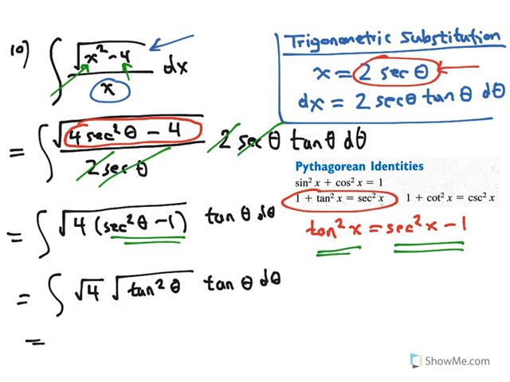The square root of 4 is 2, and I can factor that out of the integrand. And then I have the square root of tangent squared, which will be tangent theta, multiplied by the other factor of tangent theta, which will give me tangent squared theta for my integrand.